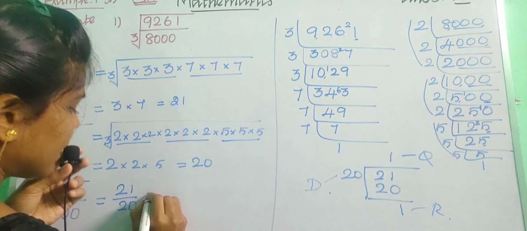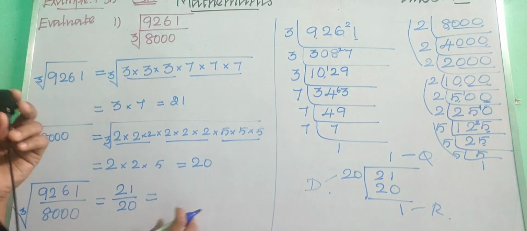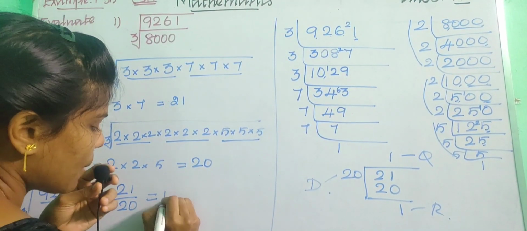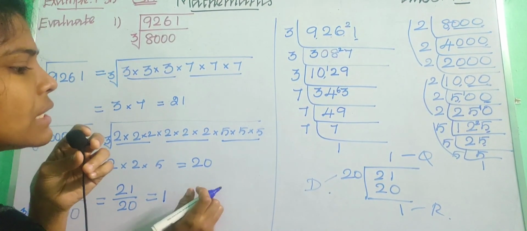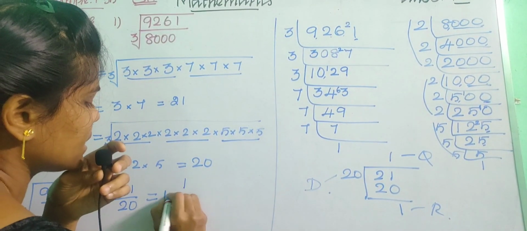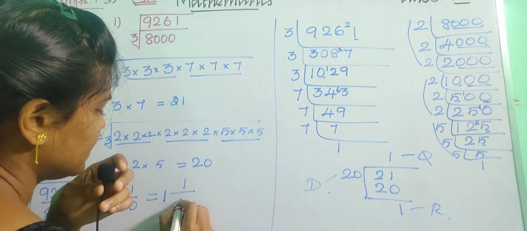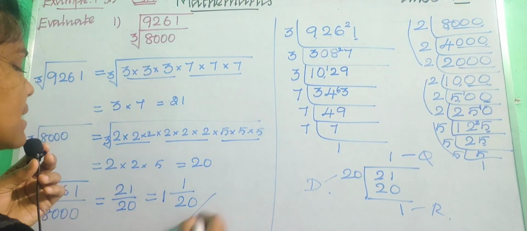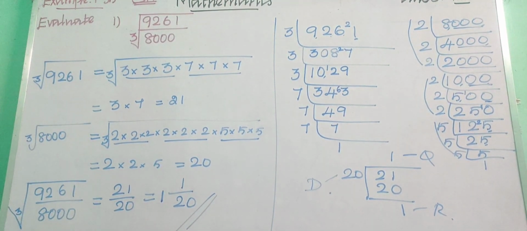So it's the quotient, remainder and the divisor, okay. Now how will you write the answer? Quotient in the whole number part, remainder in the numerator, and the divisor in the denominator. Okay, children. So the answer is 1 1 by 20. Okay. So copy this answer in your classwork notebook, children.